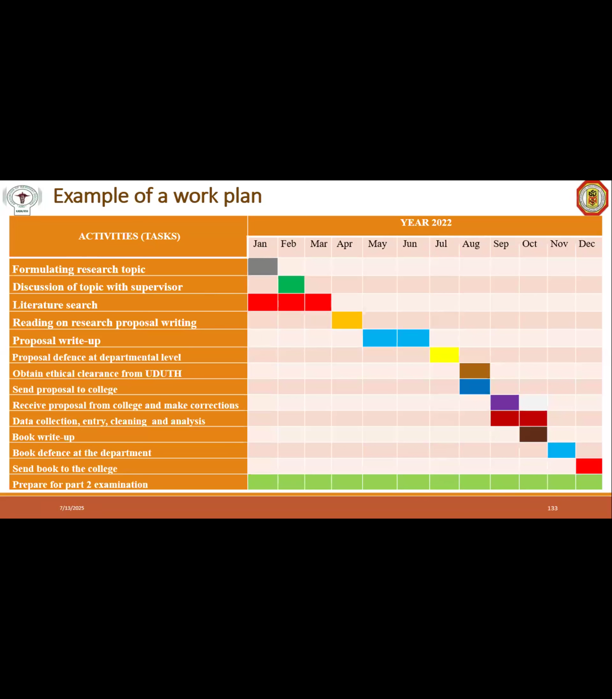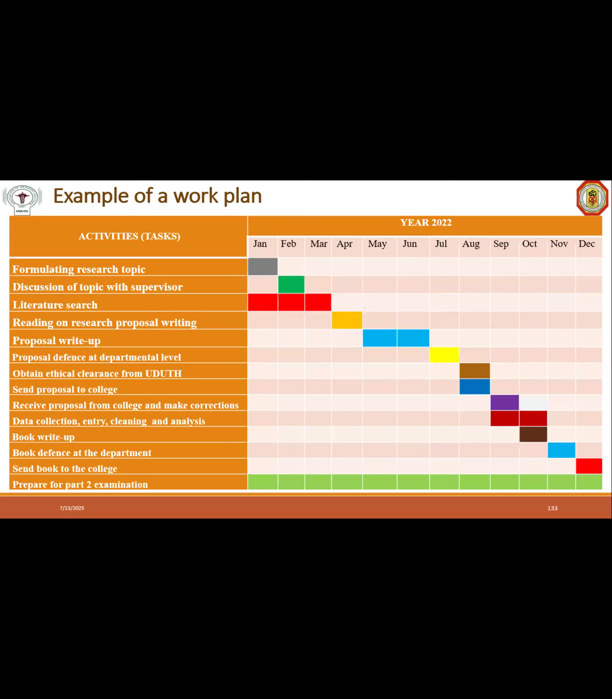Reading on research proposal writing in April. You have now read about writing a research proposal for 1 month. Then you start writing your research proposal. So proposal write-up is from May to June. Then proposal defense at the departmental level was done in July.